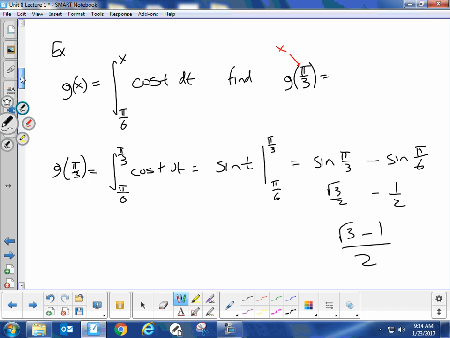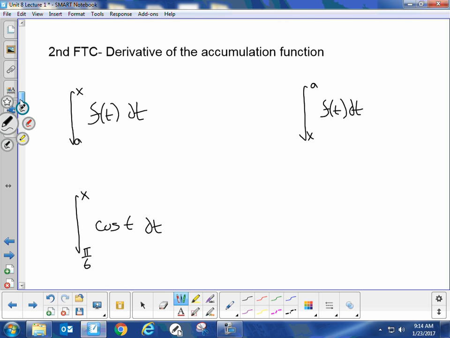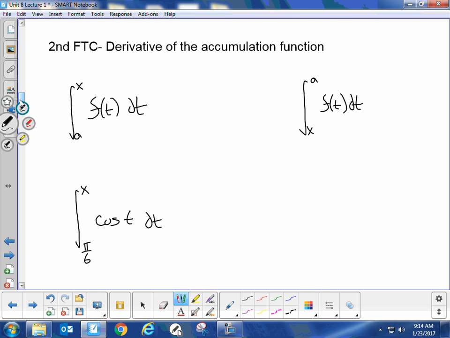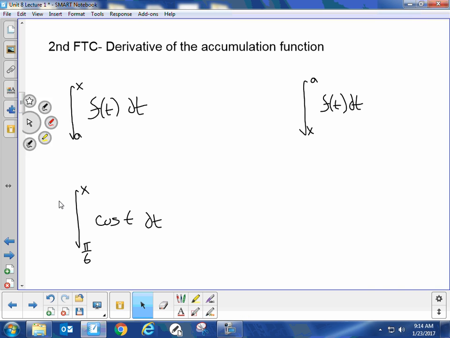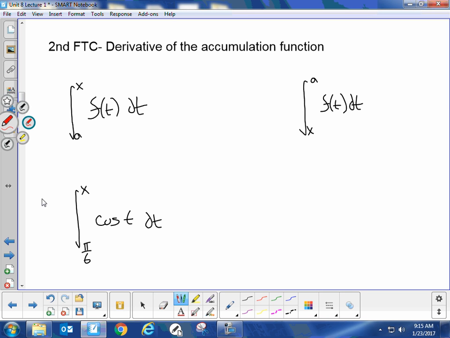Good. All right. Well, let's look at what the derivative of this accumulation function is. And this is what will end up being our second fundamental theorem of calculus. I'm going to use this from the previous example as our example, and hopefully after doing this example, we'll be able to come up with a general derivative for this.